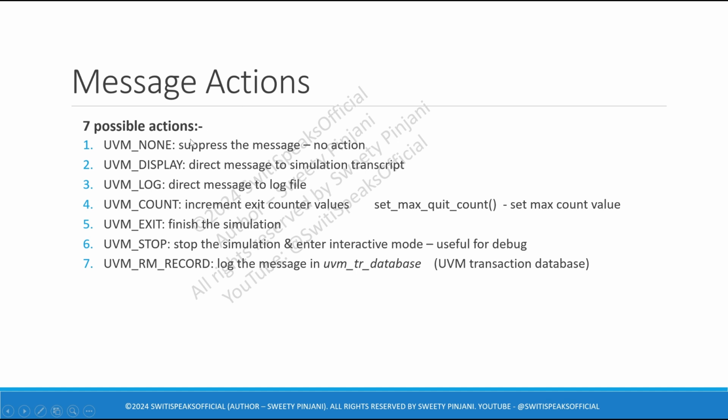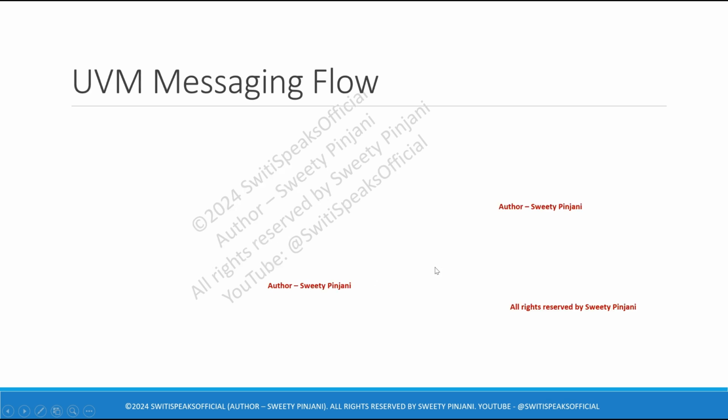These are the 7 possible actions. None, do nothing. Display, directed to the simulation transcript. Log, direct to the log file. Count, direct to the counter to count the number of times a particular action has happened. UVM exit will finish your simulation. Stop will stop the simulation and enter interactive mode, which is useful for debug. RM record will log these messages in the UVM transaction database.